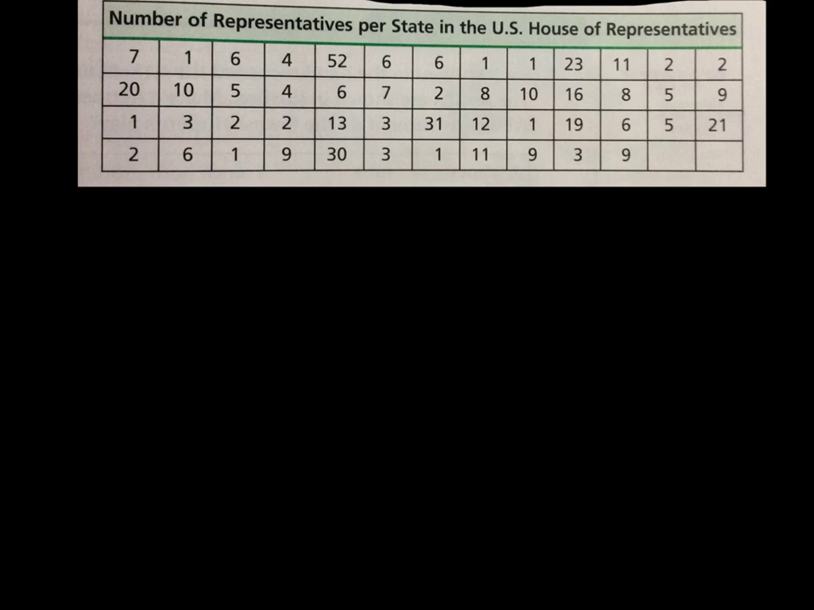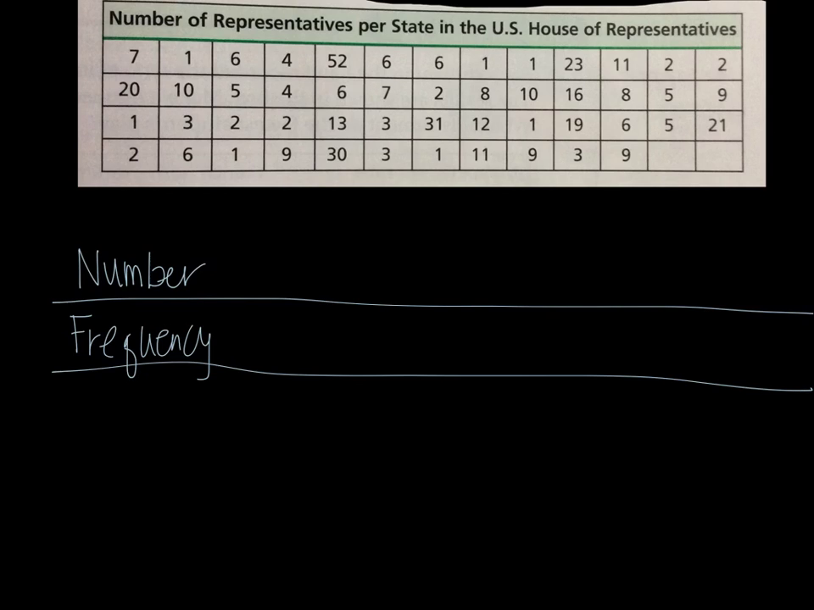Okay, now here we are going to make a frequency table with intervals. So let's make our frequency table, number of representatives per state. So this is going to look a little different. I'm going to put here the number, and here I'm going to put the frequency. Now I'm hoping I can fit this all on here. It's kind of got a lot that we've got to do.